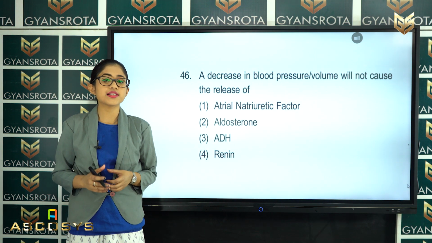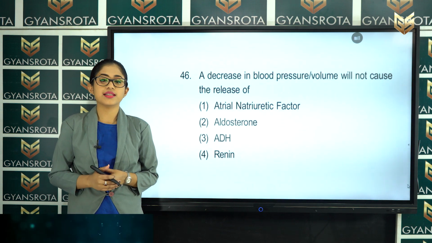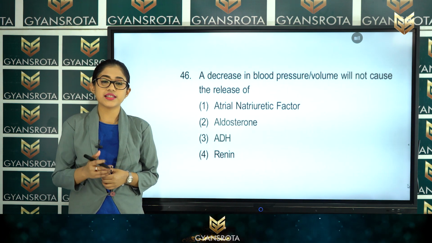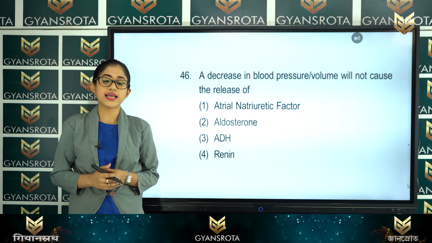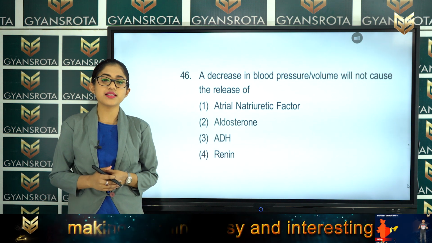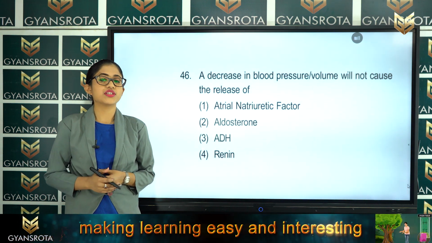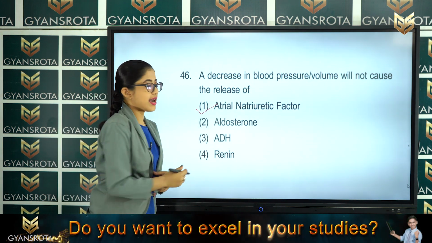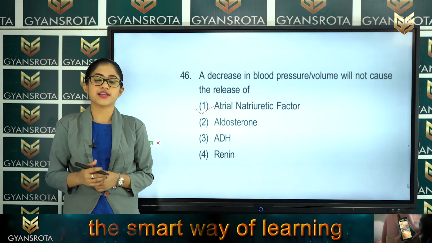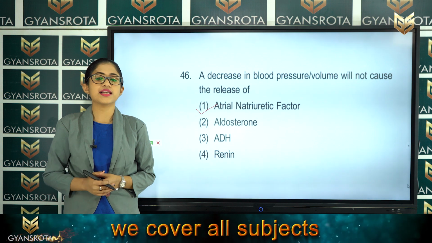When there is a decrease in blood pressure, hormones like aldosterone, ADH, that is antidiuretic hormone, and renin are released. But when the blood pressure increases, what factor is released? It releases the atrial natriuretic factor. So which among them is the correct option? That is option number 1, atrial natriuretic factor. This is the correct option for this question. Now let's see the next question.